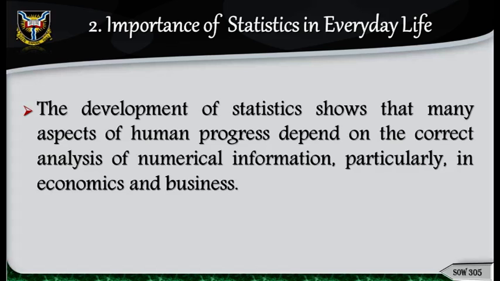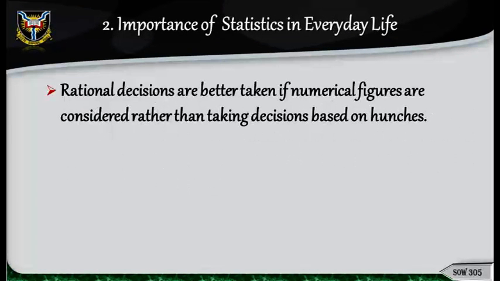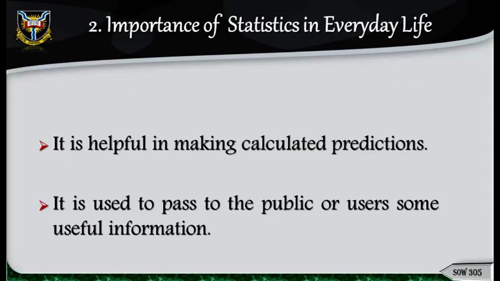Importance of statistics in everyday life. A. The development of statistics shows that many aspects of human progress depend on the correct analysis of numerical information, particularly in economics and business. B. Rational decisions are better taken if numerical figures are considered rather than taking decisions based on hunches. C. It is helpful in making calculated predictions. D. It is used to pass to the public or users some useful information.